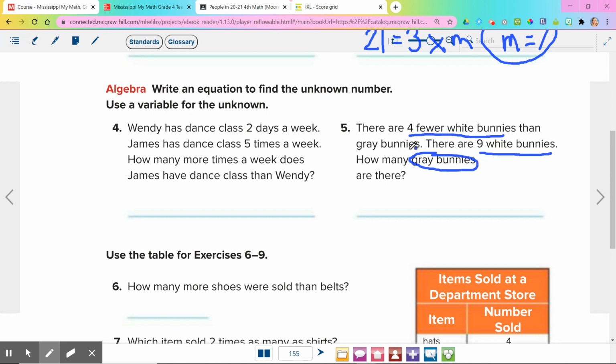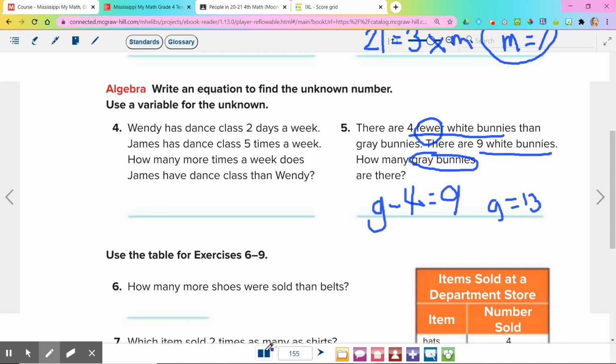So I know that I have 4 fewer white bunnies than gray bunnies. I don't know how many gray bunnies I have, so I'm going to use a G for my variable. And I know if I take 4 away from my gray bunnies, I should wind up with 9 white bunnies because it says fewer right here. So in order to solve, now something is missing, but you have to be careful because this number right here has to be the biggest number. So we'll actually add these 2 together to get my big number right here. So G is equal to 13.